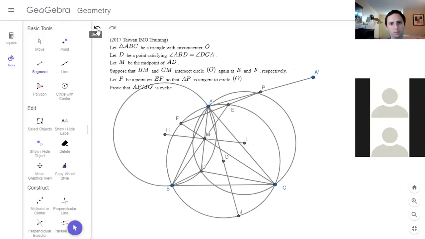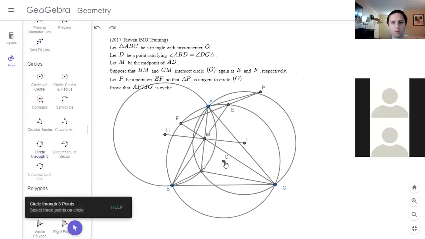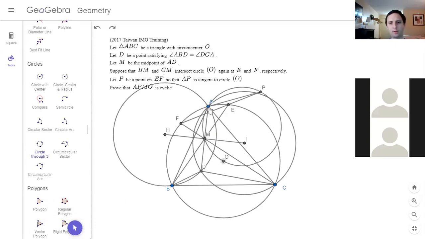Let's see. So let me erase J and K. Yeah, is there some tangent line to the circle APMO? Let's see. There's a lot of theorems on circles passing through centers of other circles. So maybe we could label this point, for example. I'm not sure if it would help.